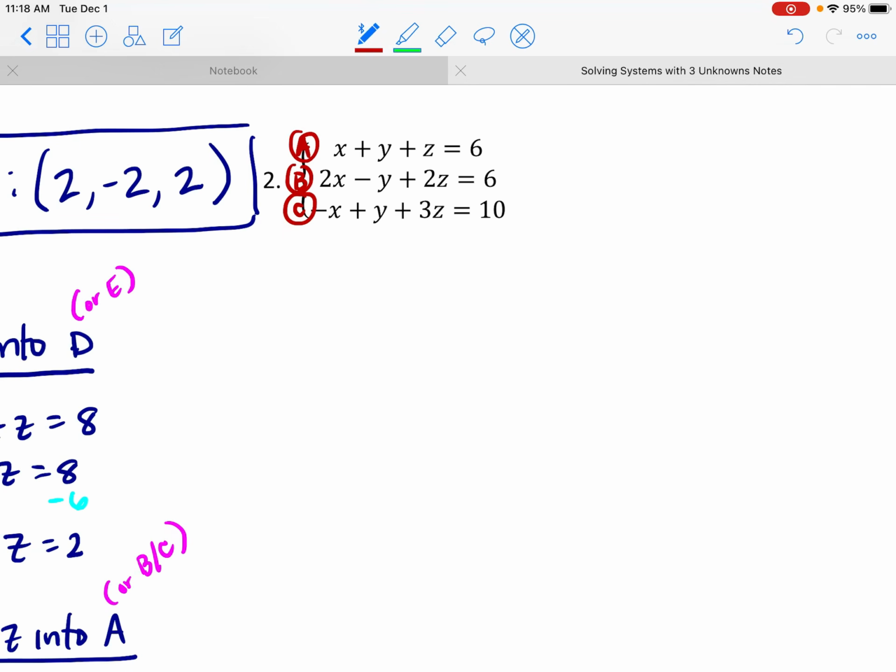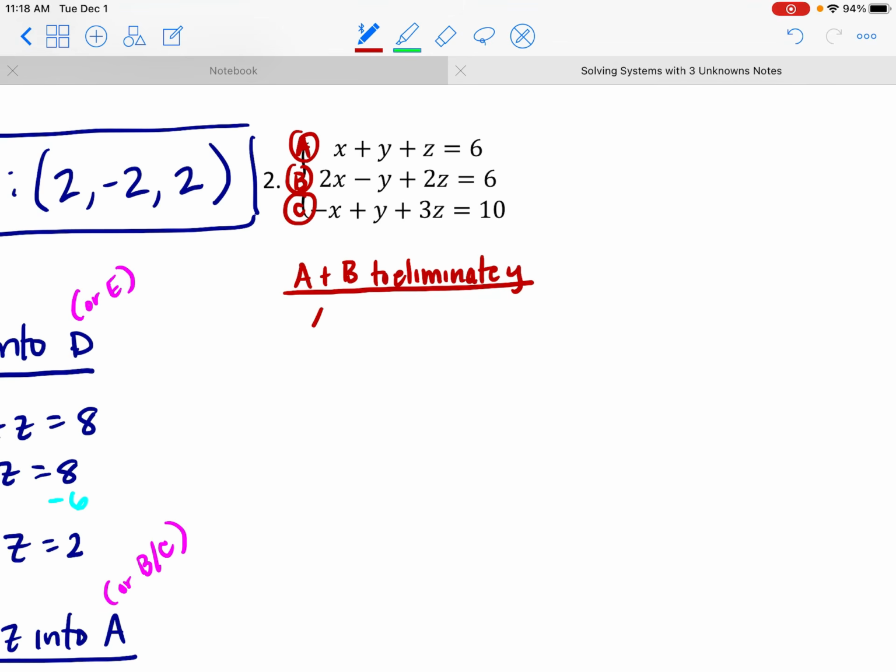Let's just choose. Okay, so last time I started by eliminating x. So I'm going to start with y this time. What I'm going to do is take A and add B. A and B together, if I just add these together as is, those y's are going to cancel. So A plus B to eliminate y. That's going to be my first step.